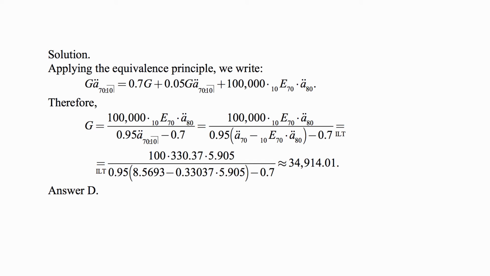temporary 10-year life annuity, so as long as the person is alive, everything else is in the table, but that annuity can be written as A double dot 70 minus 10E70 times A double dot 80, and now everything is in the table, so we just plug it in. 10E70 is 0.33037, or 1000 times 10E70 in the table exactly is 330.37.